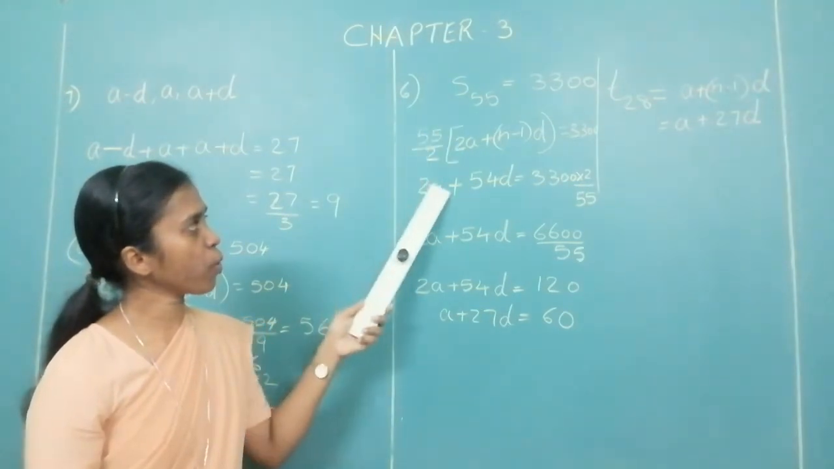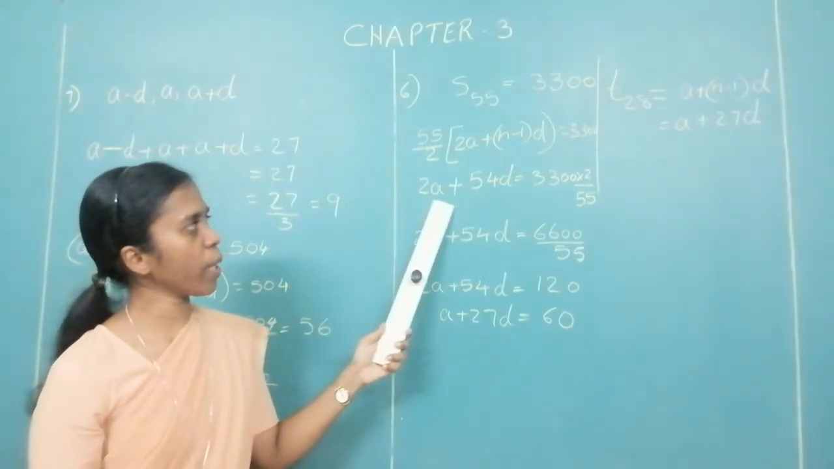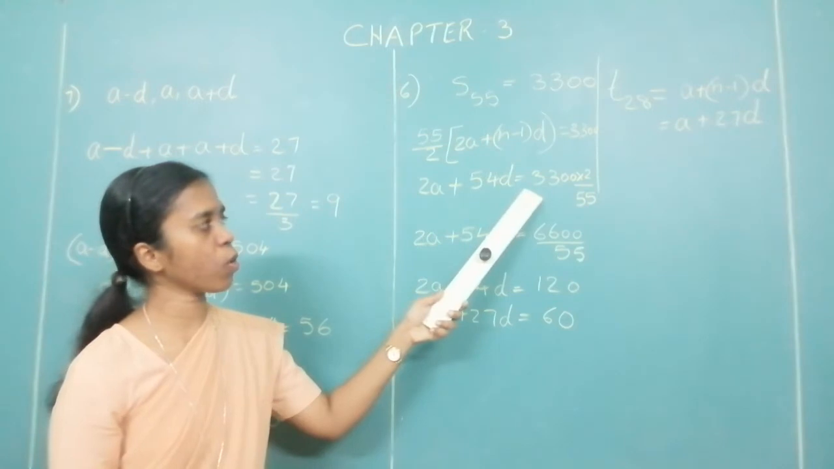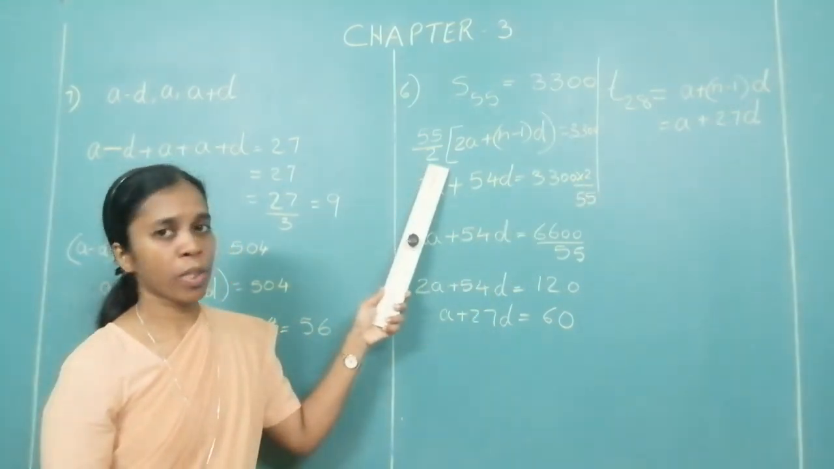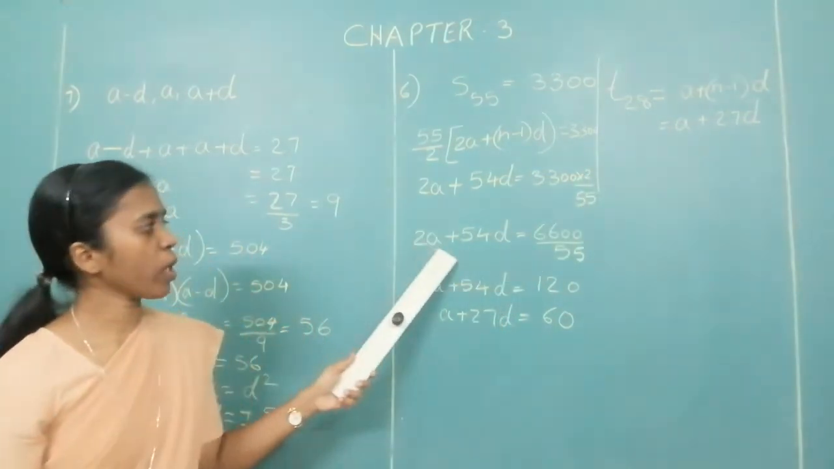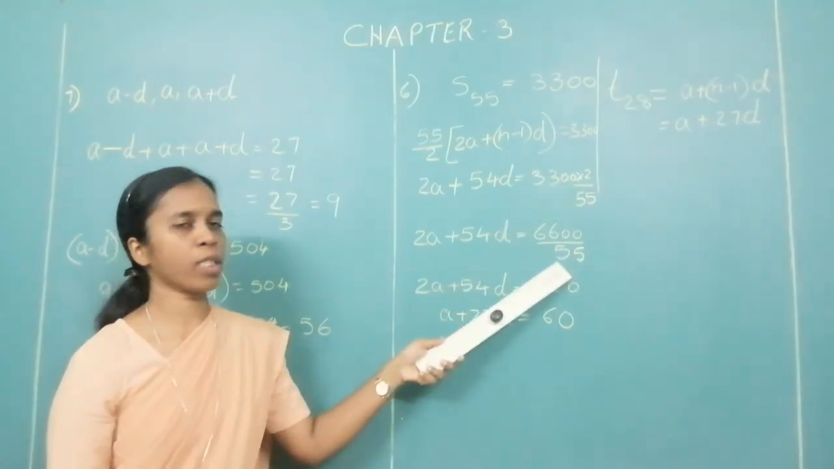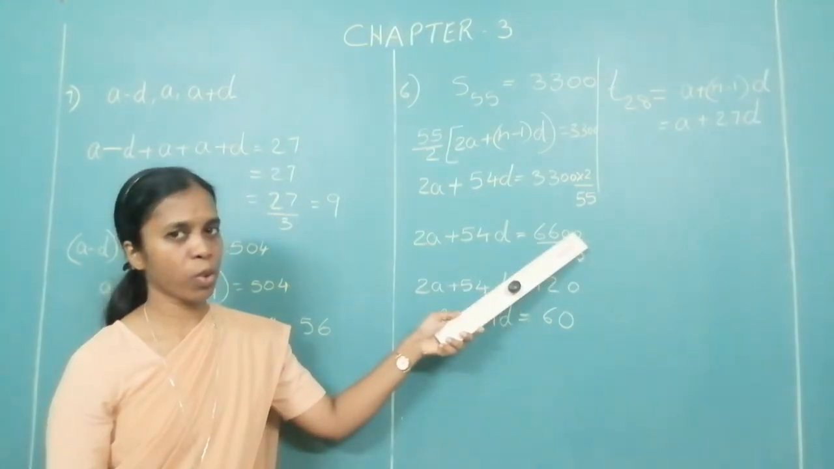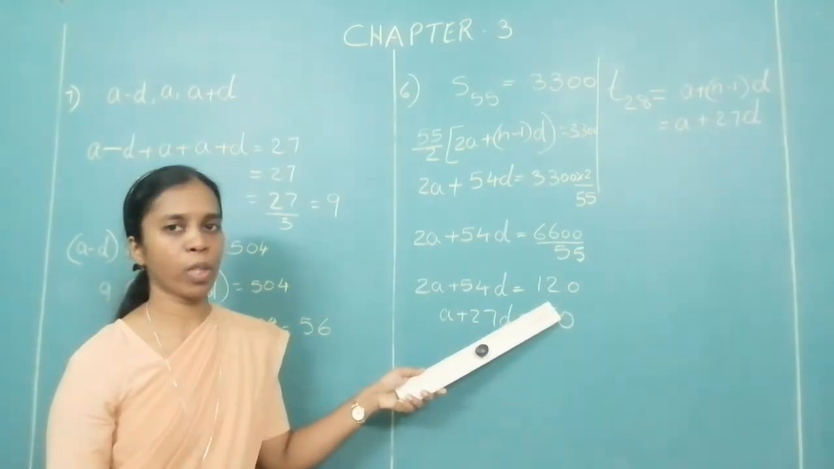This 55 upon 2 is taken on the other side of the equation. So what remains over here? 2a plus n minus 1, that is 55 minus 1, so 54d is equal to 3300, and what is in the denominator comes in the numerator and the numerator becomes the denominator. That is 2a plus 54d is equal to, you multiply 2 with this and you will get 6600 upon 55. You can see that 11 goes in both. First you cancel with 11, then you cancel with 5, you will get 120.